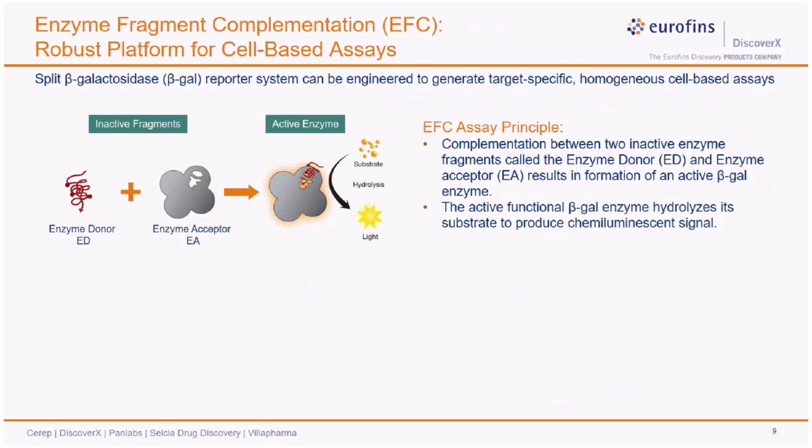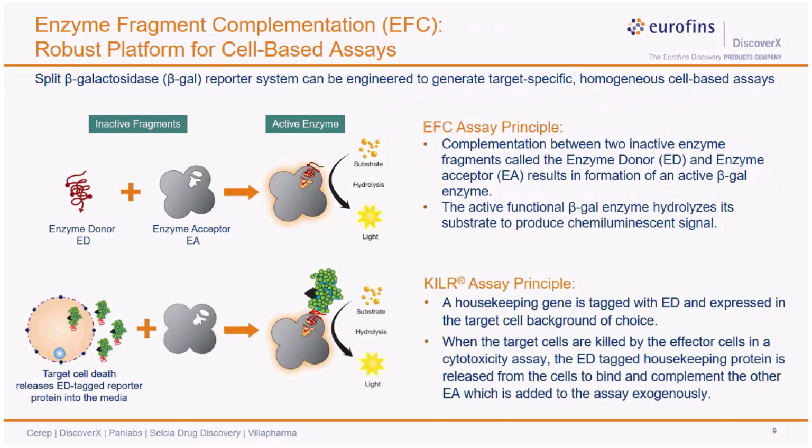Now the question is how we use this EFC technology to set up Killer assays. In fact, it is a very simple assay design depicted here. The ED fragment of the beta-galactosidase enzyme is tagged to a housekeeping gene, which is stably expressed in a target cell background. When these target cells are lysed in an ADCC assay, the reporter protein is released from the cells where it complements the enzyme acceptor fragment, and in the presence of the chemiluminescent substrate produces a quantitative light signal.